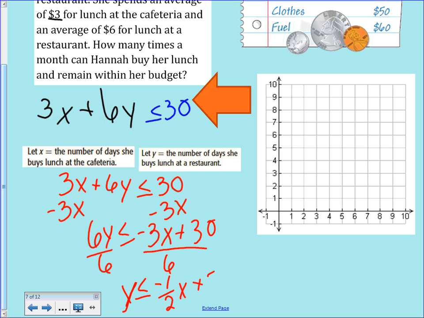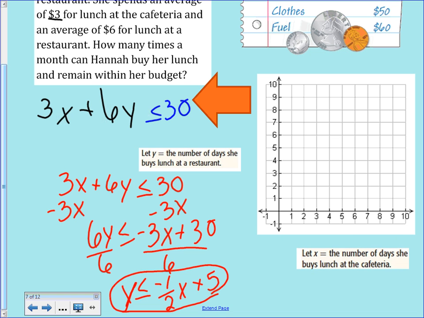30 divided by 6 is 5. So this right here is the inequality that I want to graph. Remember, we let X represent the number of days she buys lunch at the cafeteria. So I want people to know that that's my X-axis. And then Y is the number of days she buys lunch at the restaurant. That's my Y-axis. So let's go ahead and graph this line.